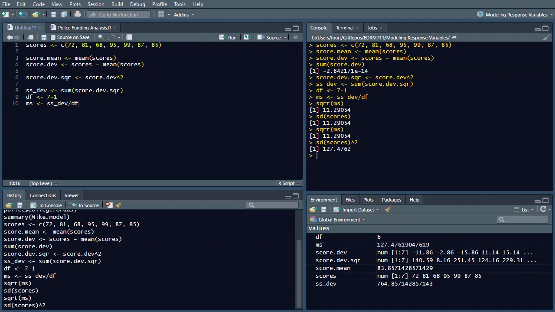Get it so that it's second nature for you, that all we're doing is taking deviations, squaring them, adding them all together, that sum of squares, and dividing that by the degrees of freedom to basically get an average of those squares, and that's the mean square, which is the square of the standard deviation.